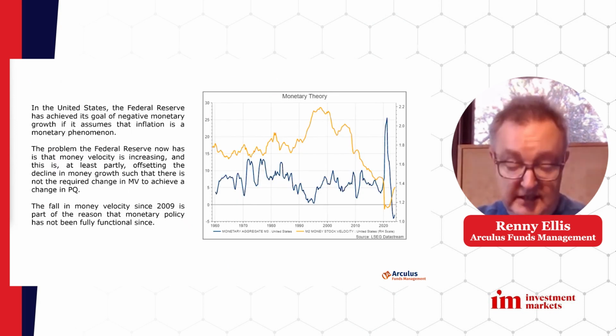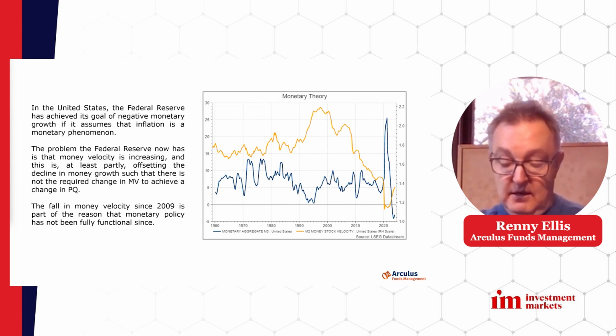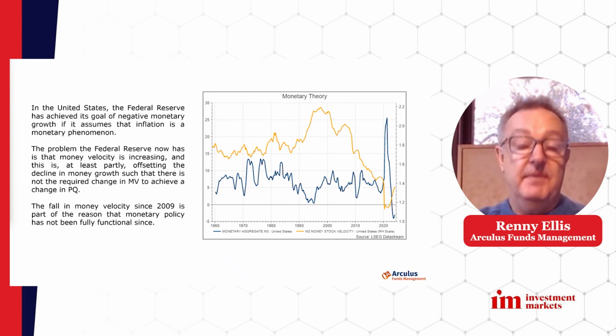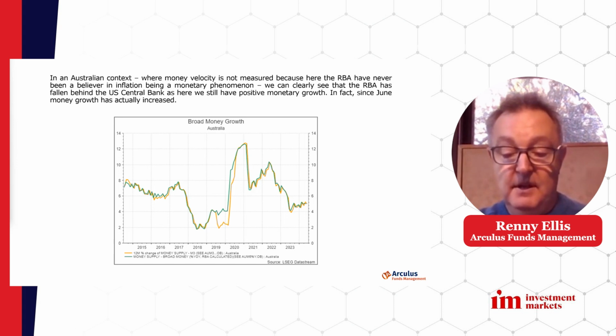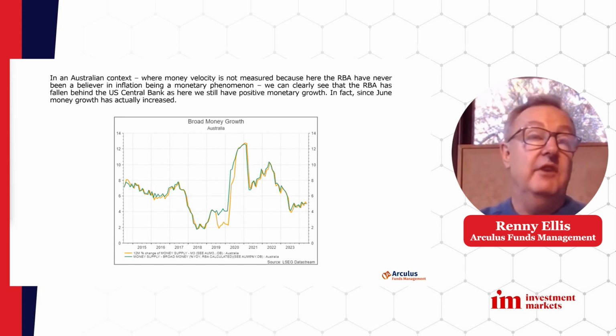In a US context, this chart shows both US money growth and money velocity. The Federal Reserve has achieved negative money supply growth, but after many years of falling money velocity, it is now rising, and this may be negating the Federal Reserve's monetary policy effectiveness. In an Australian context, money supply growth is still near 5% per annum and is in fact increasing.